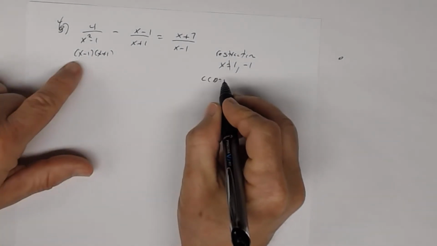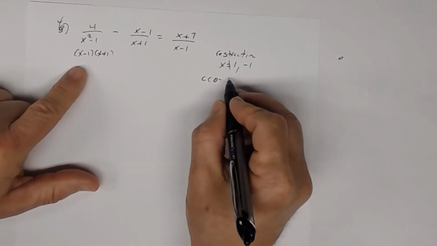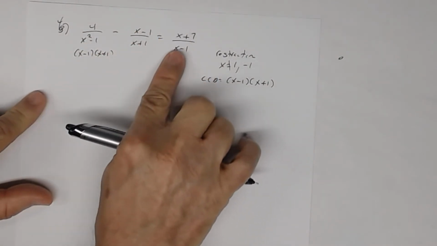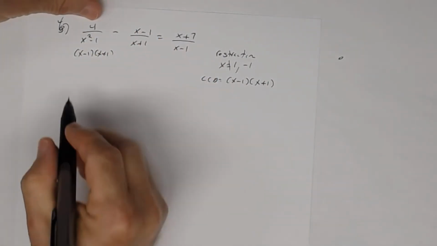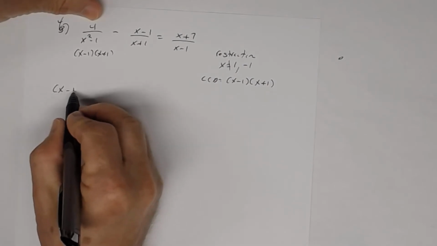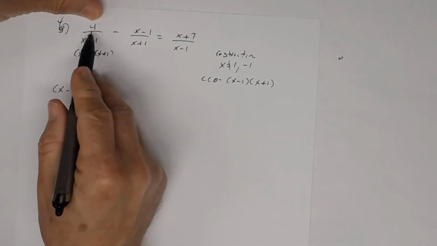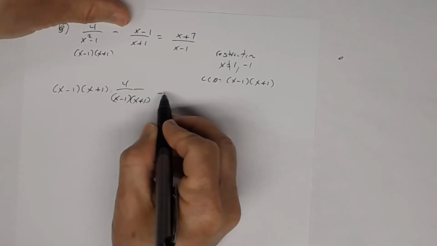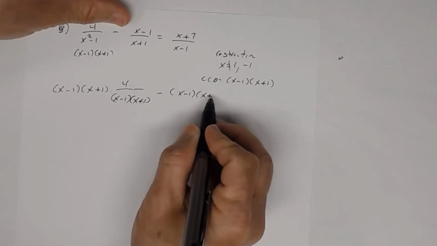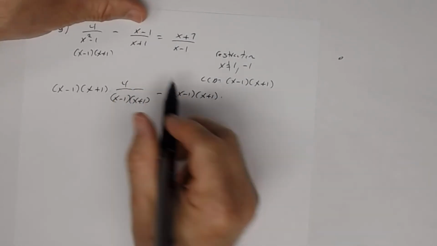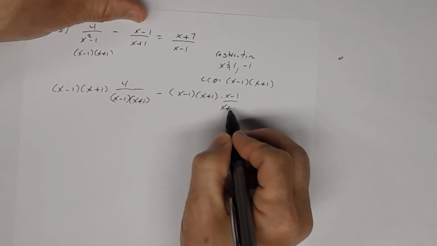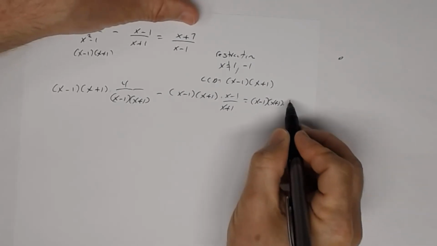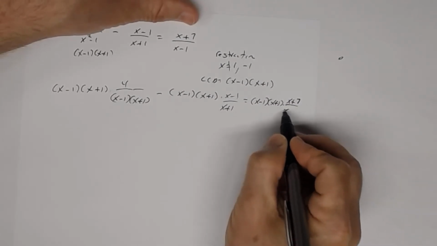The LCD is going to be a product of each of those factors. So x minus 1, x plus 1. And now I'm going to multiply all fractions by that LCD. So that's going to clear your fractions. So I get the LCD, which is x minus 1, x plus 1, times the first fraction, 4 divided by x minus 1, x plus 1, minus x minus 1, x plus 1, times the second fraction, x minus 1 divided by x plus 1, equal, and then the LCD, I'm running out of room, times the fraction on the other side.